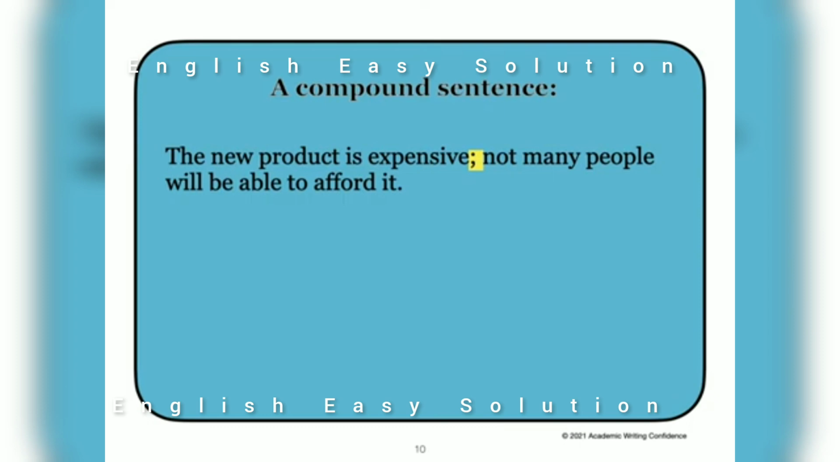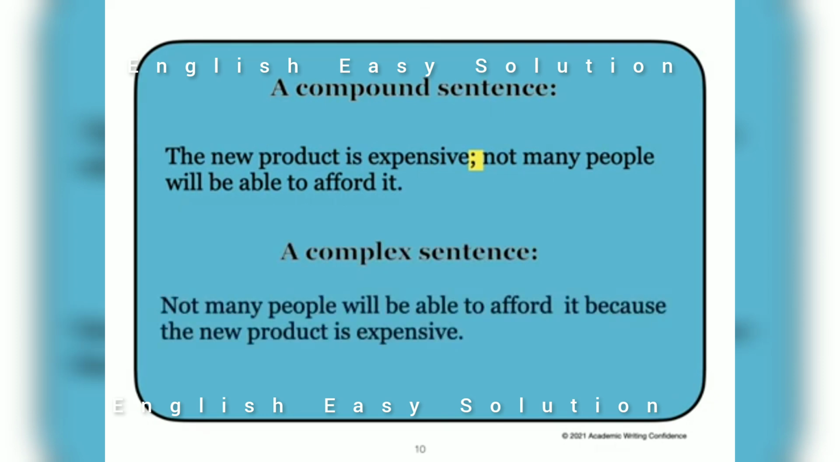One more type of sentence is the complex sentence. Not many people will be able to afford it because the new product is expensive. Now this phrase, because the new product is expensive, cannot be a sentence by itself. It must be connected to another complete sentence.